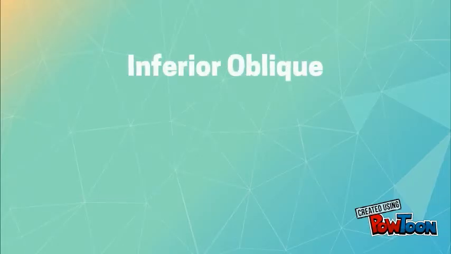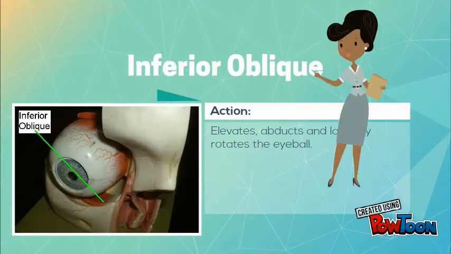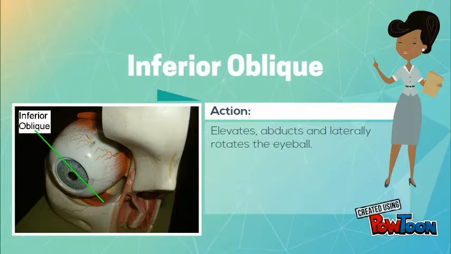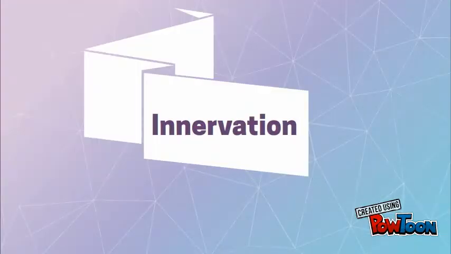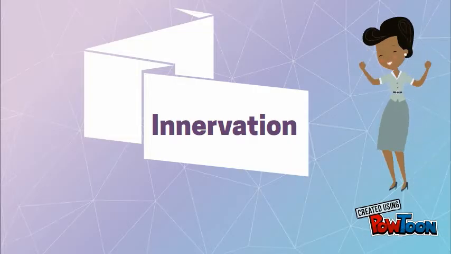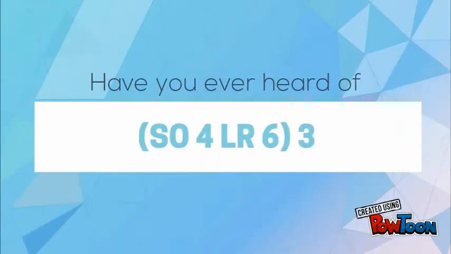Inferior oblique. This originates medially and inserts onto the inferior aspect of the sclera. Its action is to elevate, abduct and laterally rotate the eye. So, let's have a look at what nerves innervate these extraocular muscles. SO4 LR6 3. This handy formula can help you remember which cranial nerve innervates those extraocular muscles.